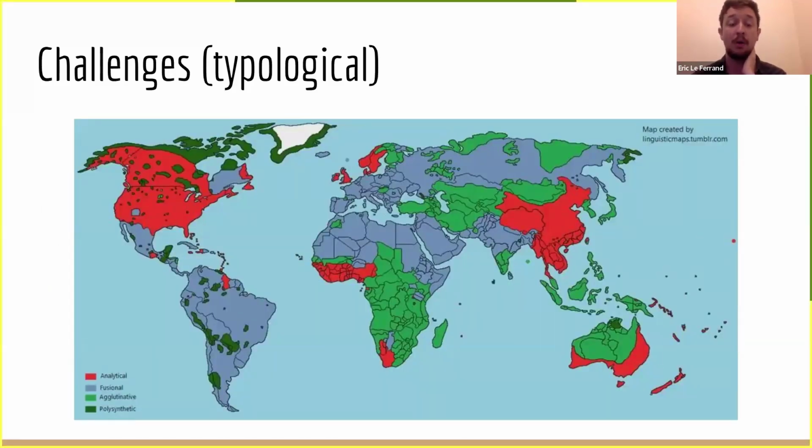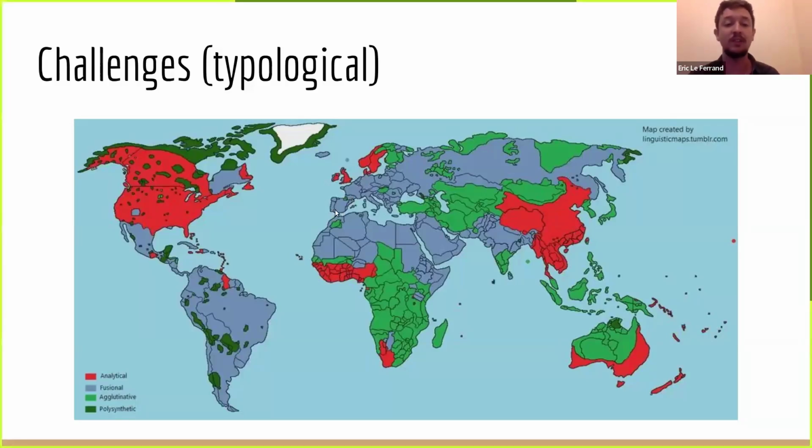This is a rough map. I'm not sure it's very accurate and scientific, so don't take it too seriously. But this is roughly the distribution of the languages, the morphological typology spread in the world. You're going to have isolating languages or analytical languages like English or Chinese, where the grammatical information is very contained by the order of the words.